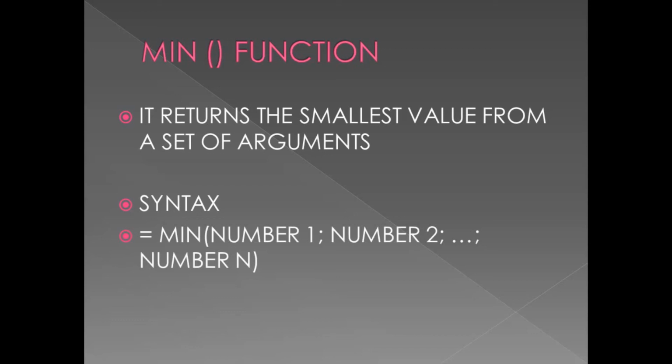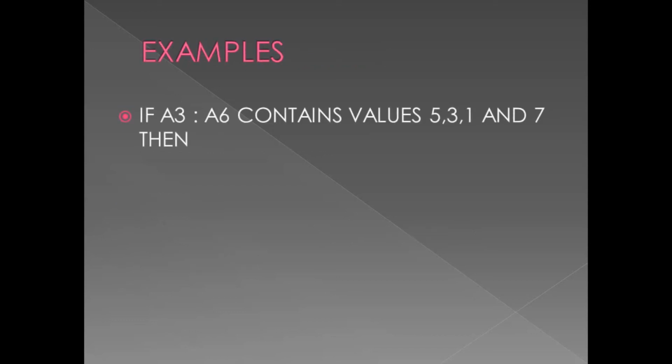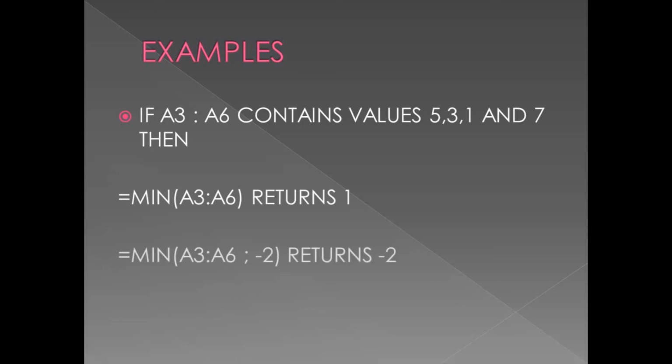Let us see some examples. If A3 colon A6 contains the values like 5, 3, 1 and 7, then equals to min A3 colon A6 will return 1, that is the smallest of all the values. If the function is written in this way, min A3 colon A6 semicolon minus 2, then it will return minus 2.